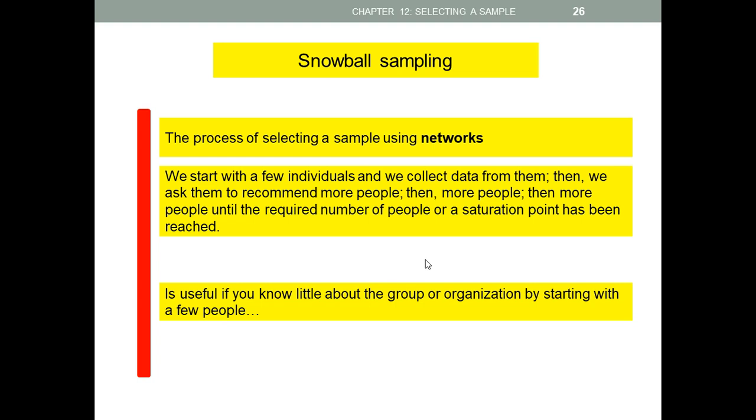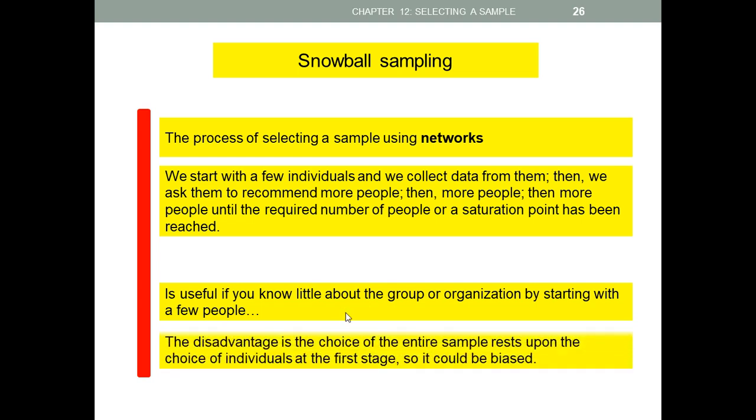As stated earlier, the concept of snowball sampling is we start with a few people and we ask them to identify more people, and more people are asked to identify still more people. So this is a powerful sampling technique. The disadvantage is that the choice of the entire sample rests upon the choice of individuals at the first stage. So it could be biased.